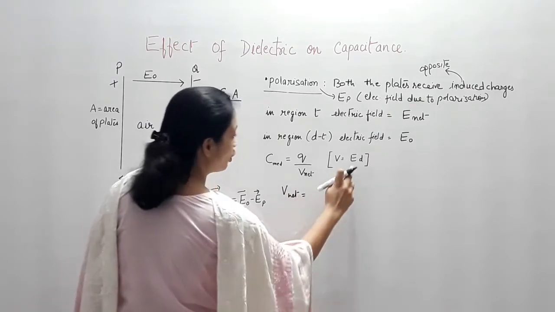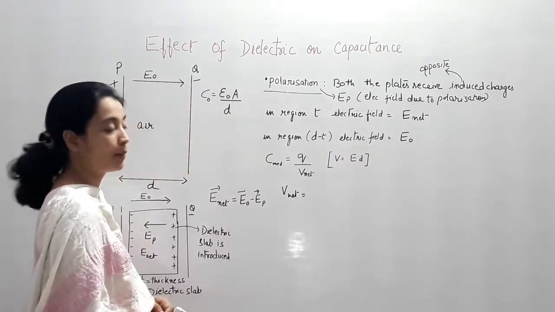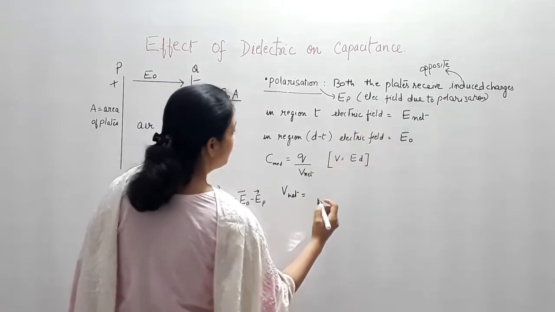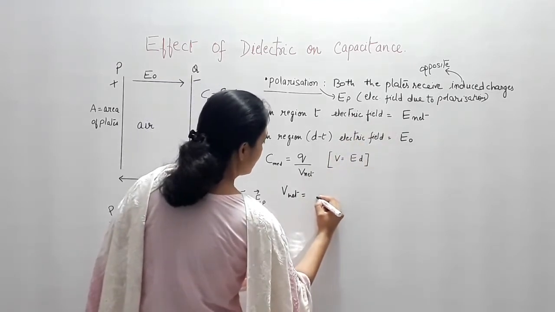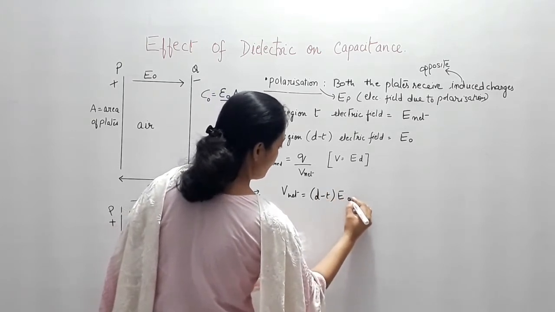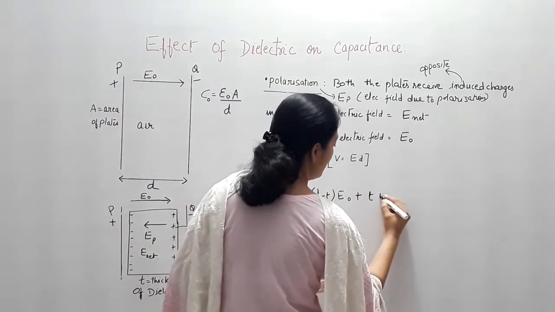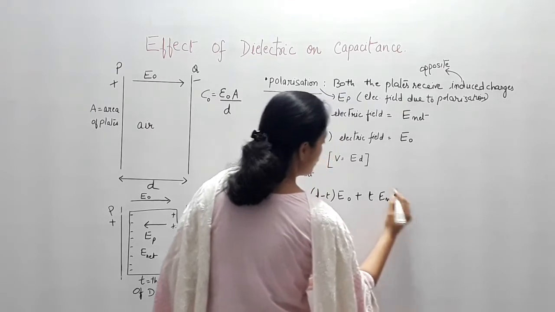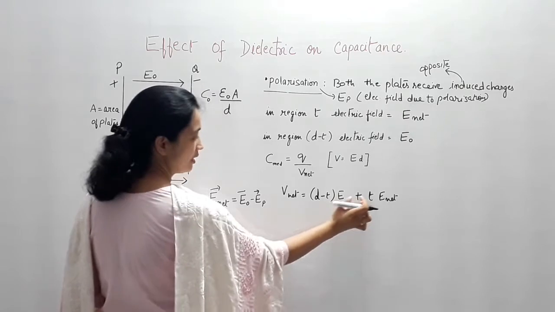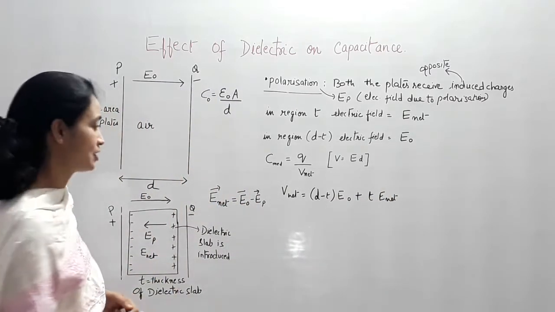V net is equal to, we are going to use this fundamental formula, electric field into the distance between the plates. Now there are two types of electric fields for two distances. First, in the region that is D minus T, the electric field is E naught, plus in the region T, the electric field is E net. So we are taking basically E into D. If the distance is this, the electric field is this. If the distance is T, the electric field existing is E net.